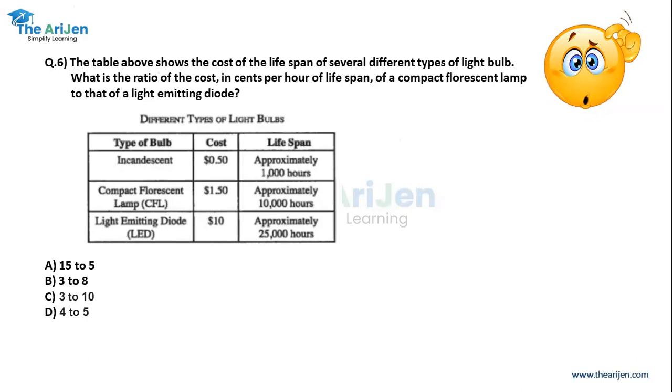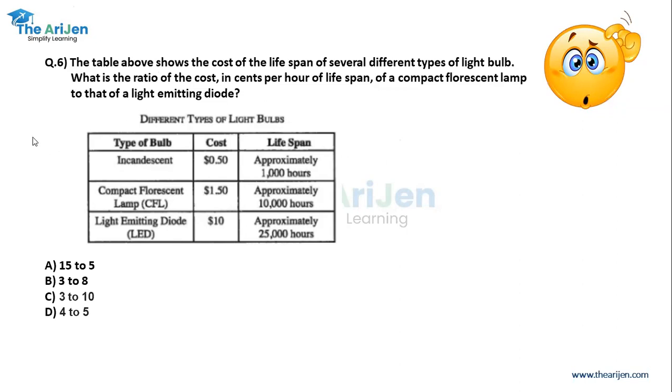So different types of light bulbs have been given to you: incandescent, compact fluorescent lamp, light emitting diode, all these three, with cost and lifespan of each. Options have been given to us. So you will start by calculating, in option B, the cost of CFL in cents per hour by dividing the cost, which is $1.50 or 150 cents, by the lifespan, which is 10,000 hours, right? We are starting with the second one. And 150 cents divided by 10,000 hours is equal to 0.015.